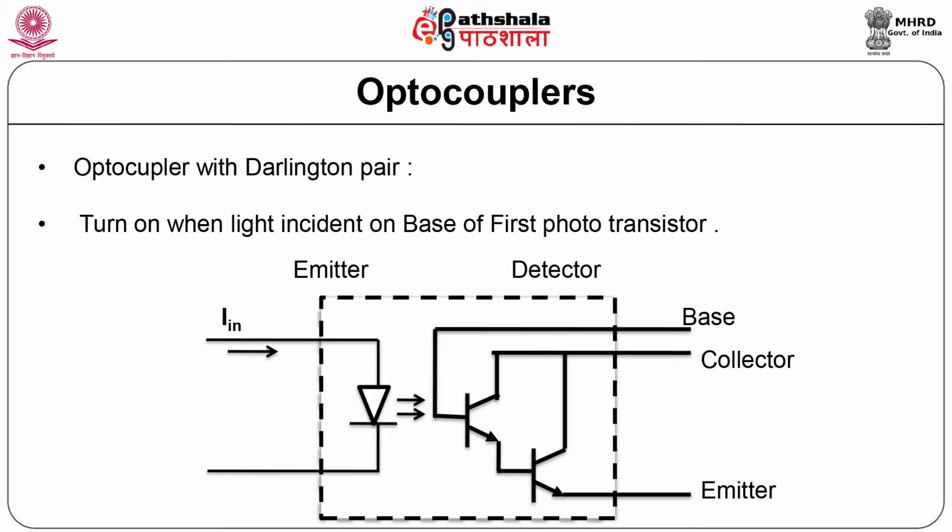The optocoupler can be operated either as a linear amplifier or as a digital switch. It depends on the forward bias voltage that is applied to the base of the transistor.